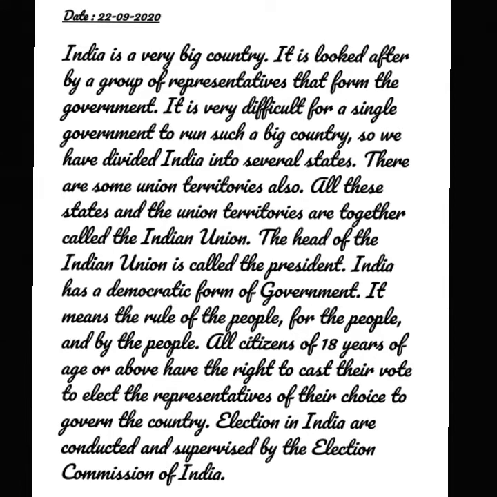And we already read in our previous classes that we have two levels of government. First, that looks after matters concerning the whole country is called the union government or the central government. And second is state government. Each state also has its own government that is called state government. It looks after matters related to that particular state. The union territories are directly under the central government.